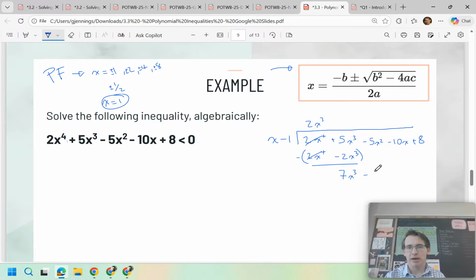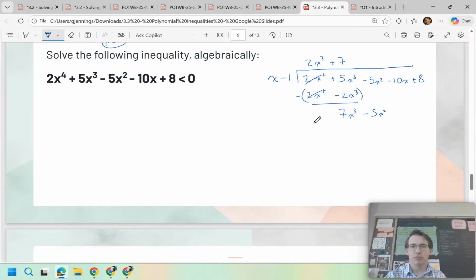We drop down that minus 5x squared. We're going to multiply by plus 7. So plus 7 here. 7x cubed minus 7x squared. When you put this in brackets and subtract it, I think it's easier to see that we end up with 2x squared. So that's why I do it that way.